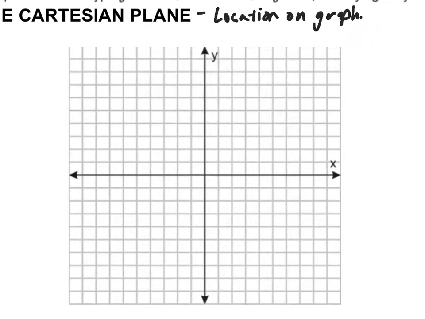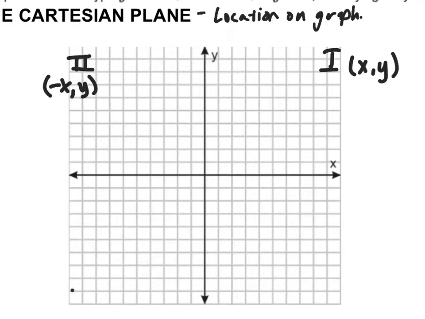Now we have our first quadrant here, which is right here, and that's when my x value is positive and my y value is also positive. And as we move counterclockwise, this is going to be the second quadrant, and this is when the x value is negative, but the y value is positive. Over here, this is going to be my third quadrant, and that's when both my x value is negative and my y value is negative. And then over here, we've got the fourth quadrant, and that's when x is positive, but y is negative.